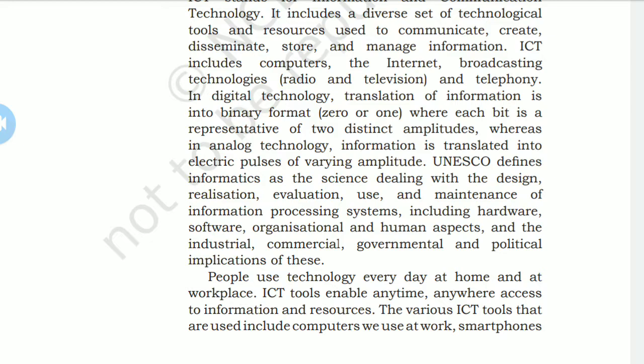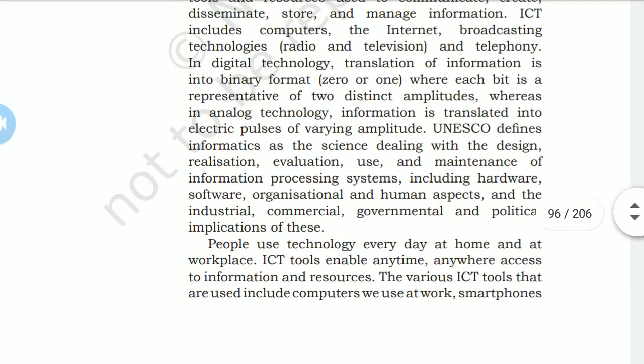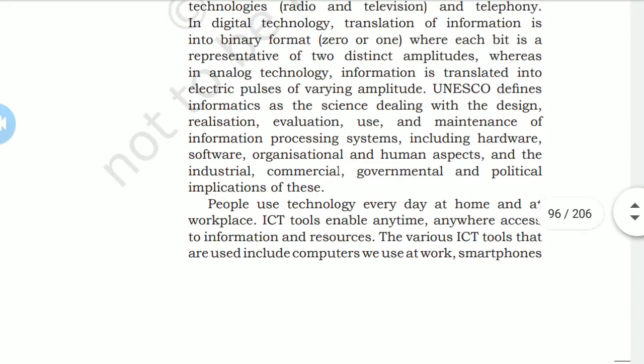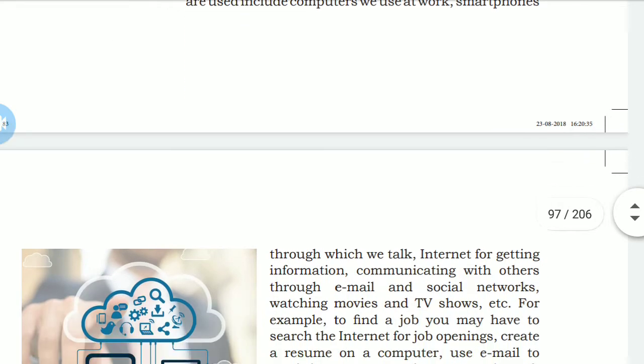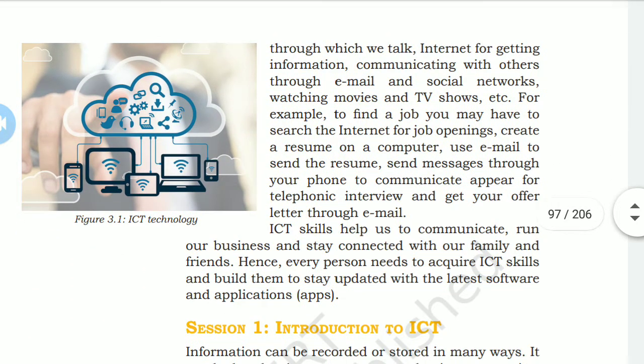ICT tools enable anytime, anywhere access to information and resources. The various ICT tools that are used include computers we use at work, smartphones through which we talk, internet for getting information, communicating with others through email and social networks, watching movies and TV shows, etc.